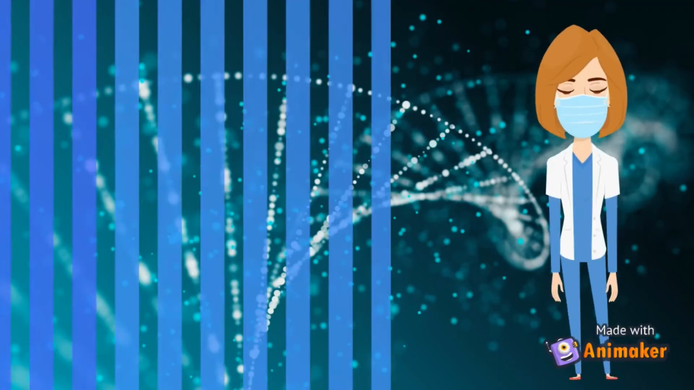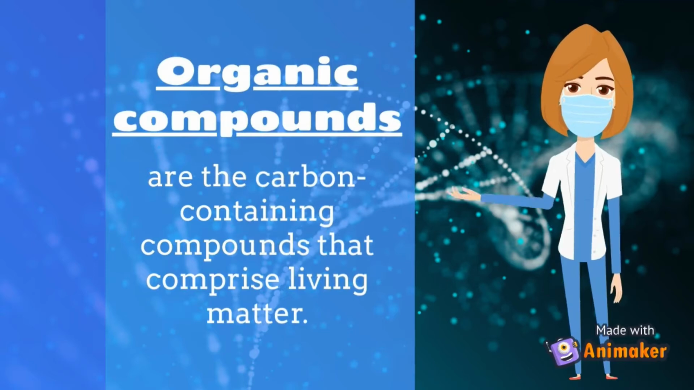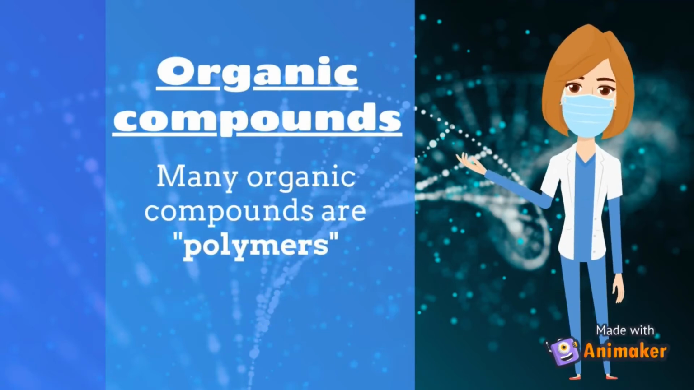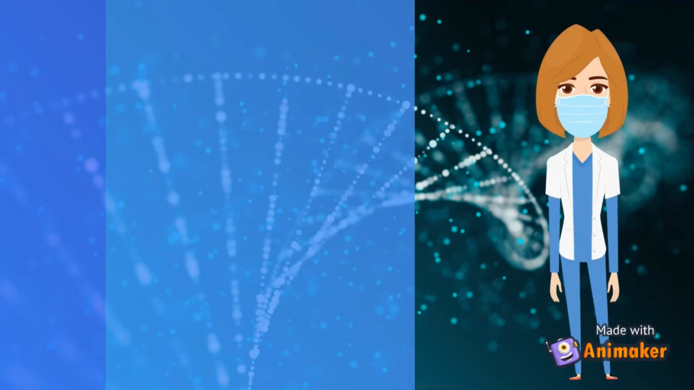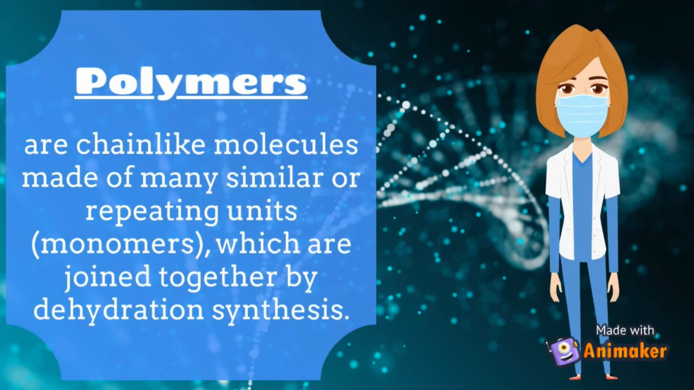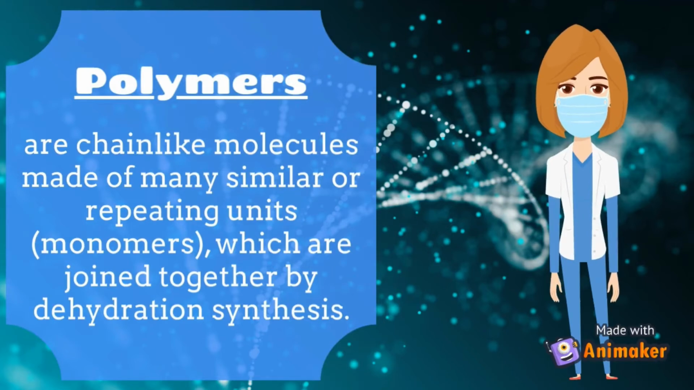So now let's talk about organic compounds. Organic compounds are the carbon-containing compounds that comprise living matter. Many organic compounds are polymers. Polymers are chain-like molecules made of many similar or repeating units, which are joined together by dehydration synthesis.